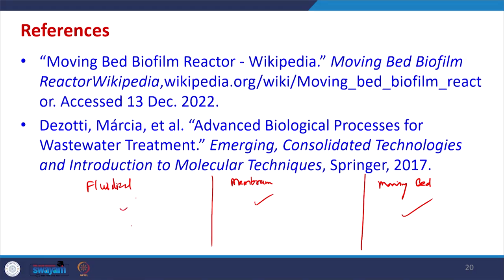Also, the usage of membrane bioreactors is increasing in wastewater treatment as compared to the fluidized bed reactor. Fluidized bed reactors are still not very common in wastewater treatment systems, but MBBRs are very common nowadays, and they are used in various industries. They have different advantages and disadvantages that we have discussed in the previous lectures, so you can go back and revisit them. Depending upon the requirements, we can use any of these: fluidized bed reactor, membrane bioreactor or moving bed bioreactor.